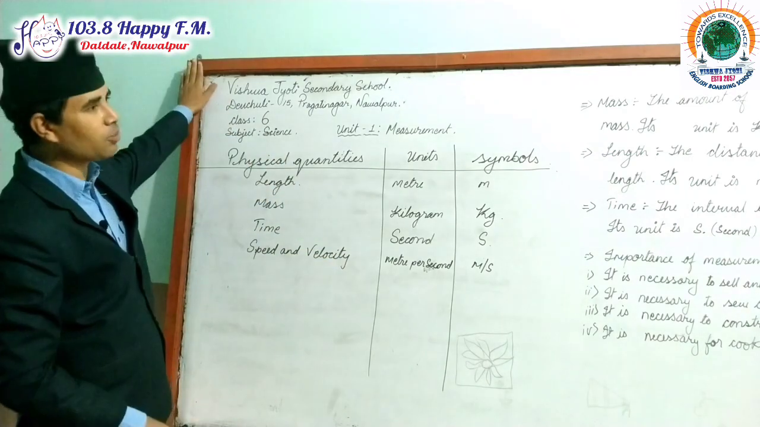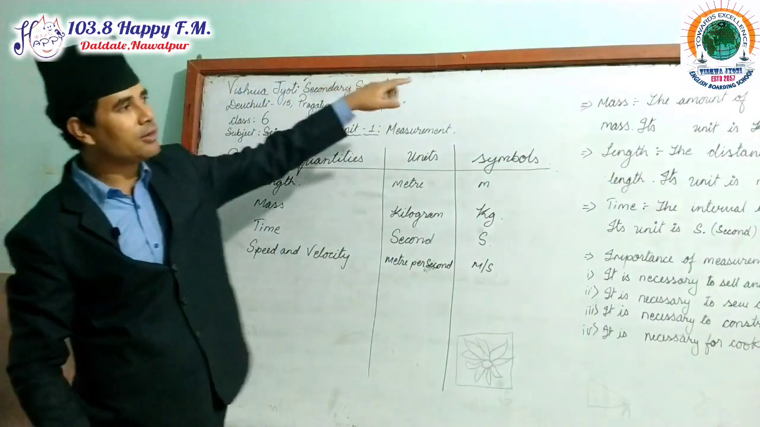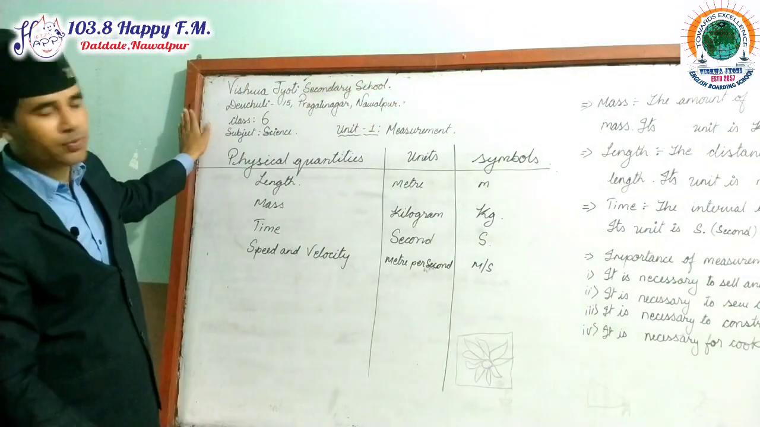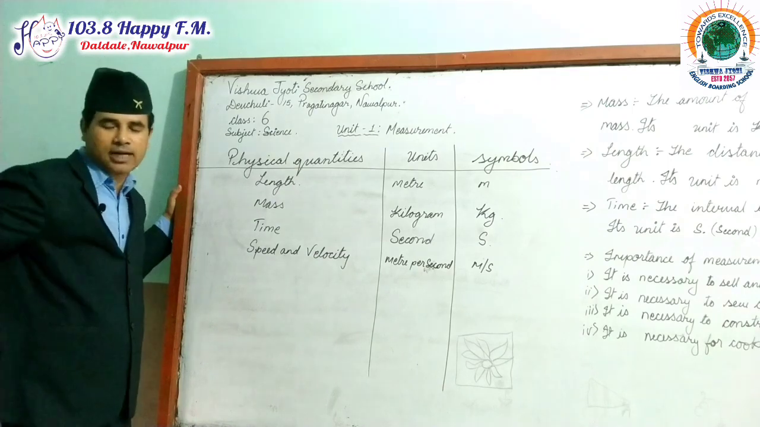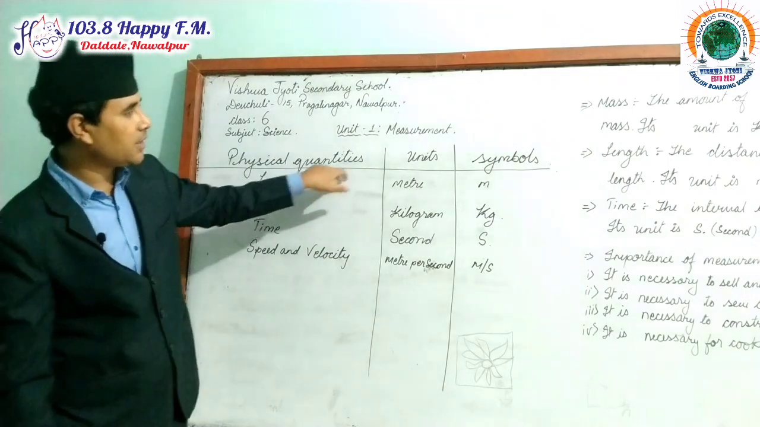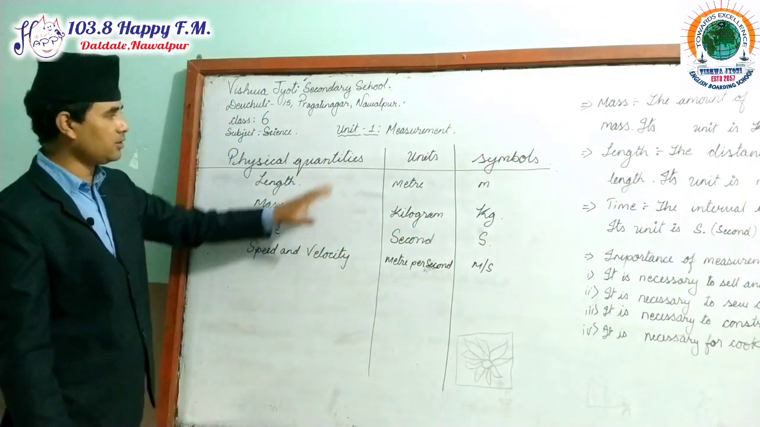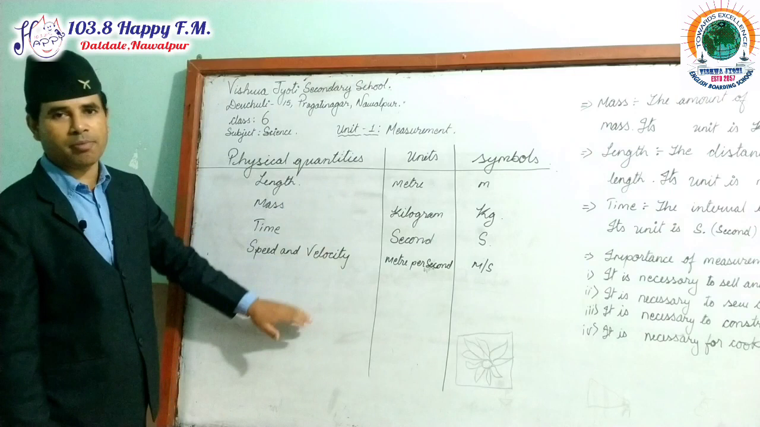Okay, similar like this, you can measure each and everything, whatever it may be. We can measure even this board also by using a measuring tape, from here to there, how much its length is. Even this classroom also we can measure very easily. Now physical quantities and units and symbols, this one is basic things and very important things. You should know it and you should remember it.